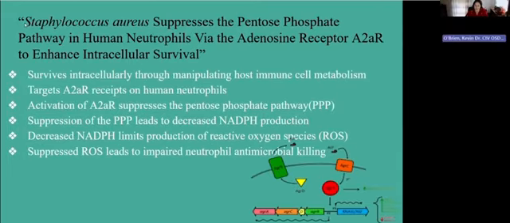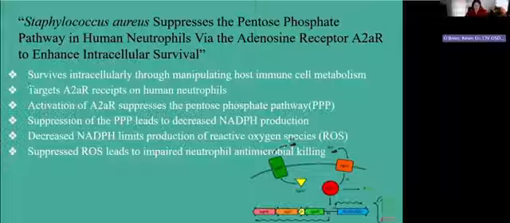The next journal I did was on Staphylococcus aureus suppresses the pentose phosphate pathway in human neutrophils via the adenosine receptor to enhance intracellular survival. So we've already learned about the pentose phosphate pathway. It survives intracellularly through manipulating host cell immune metabolism. And this study was actually very fascinating.